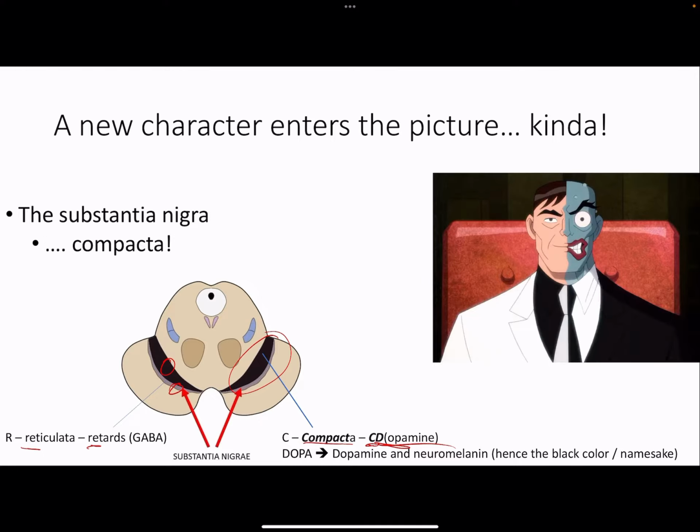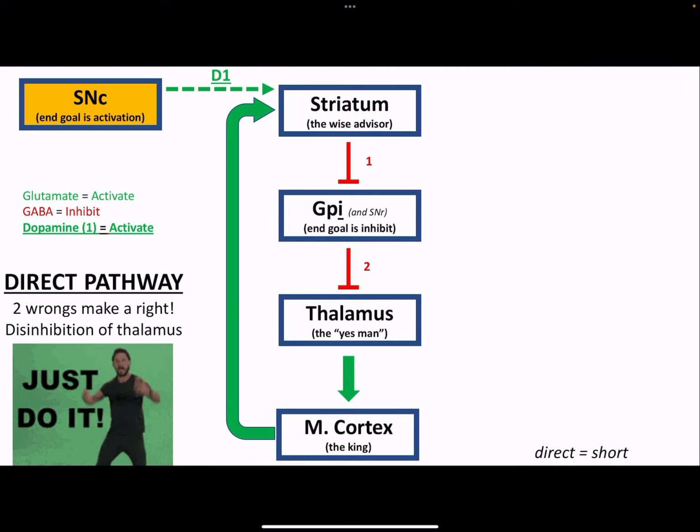And so the substantia nigra, I think, is this kind of two-faced individual. One of the faces is the reticulata, which is typically trying to retard movement, and the other is the compacta, which is going to be trying to activate movement technically. So it's kind of doing different things, but they're also working in very different ways. So the substantia nigra compacta is what we're talking about now.